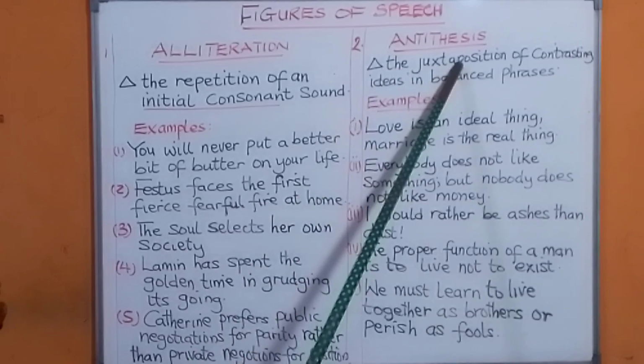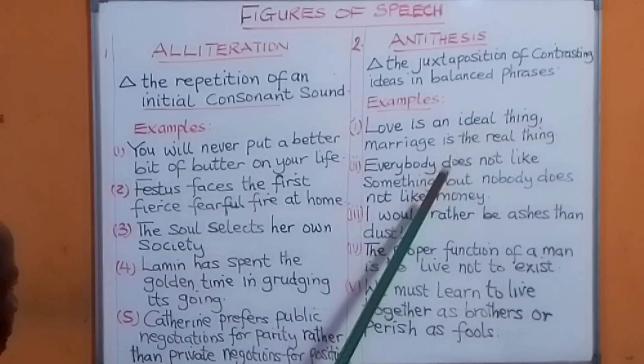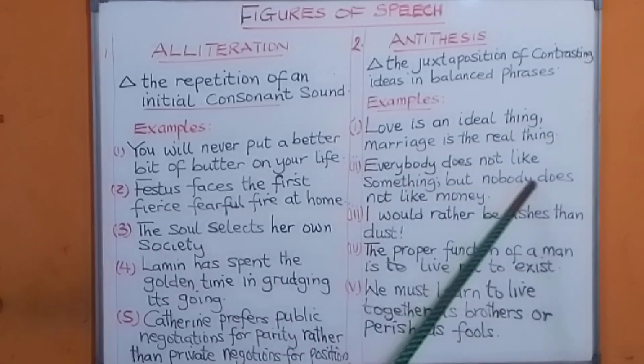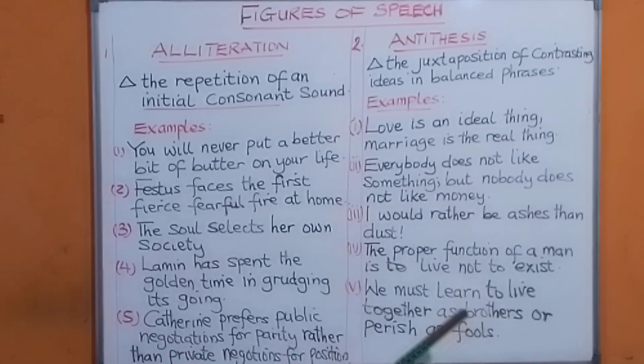Antithesis, we say, is a juxtaposition of contrasting ideas in balance. For example, love is an ideal thing, marriage is the real thing. Everybody does not like something, but nobody does not like money. Juxtaposition. I would rather be ashes than dust. Number 4, the proper function of a man is to live, not to exist. Number 5, we must learn to live together as brothers or perish as fools.